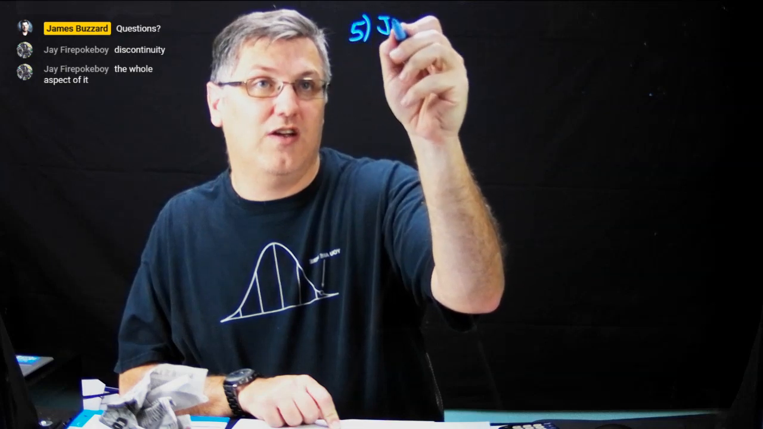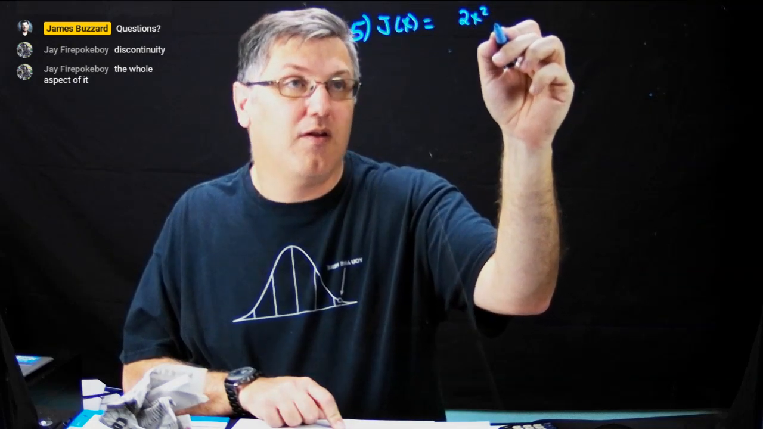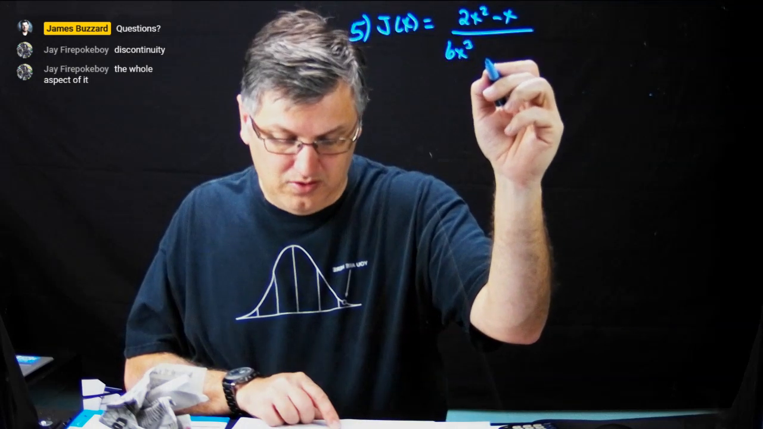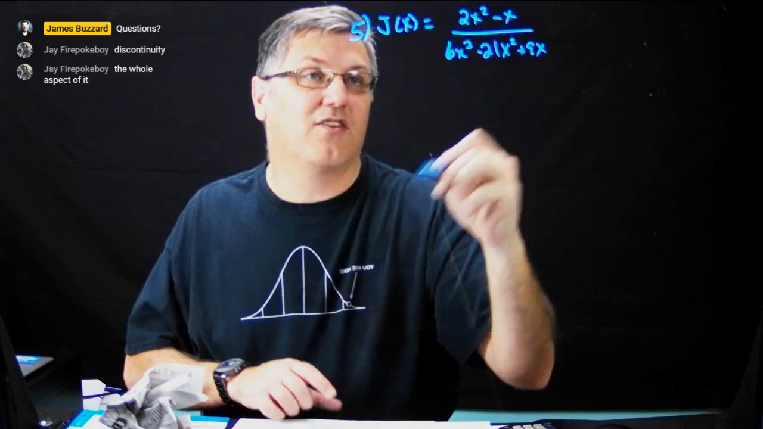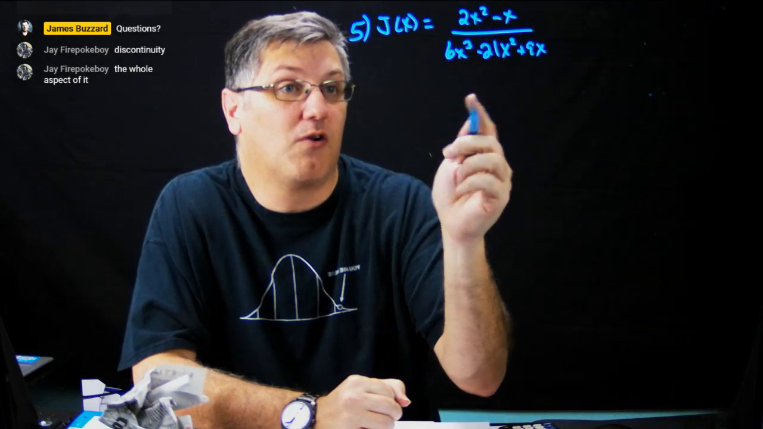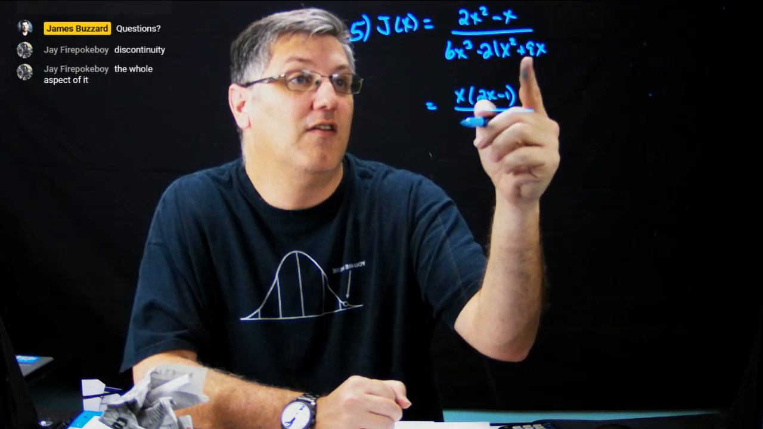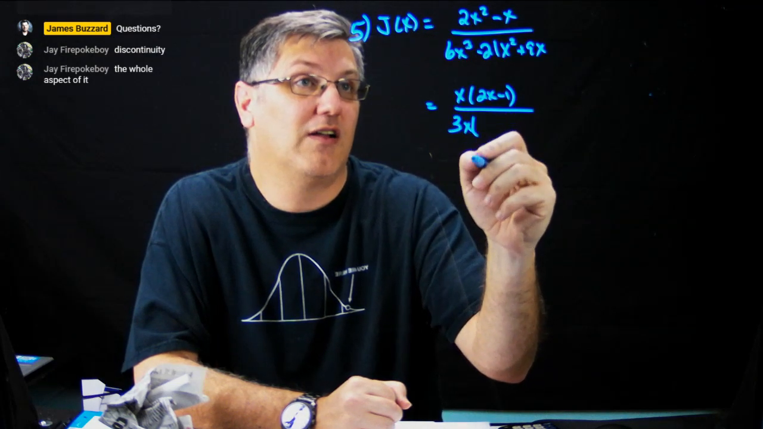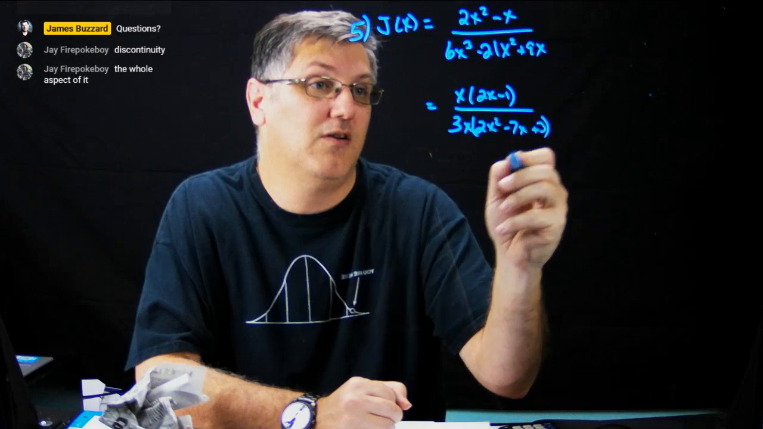And this is j of x equals 2x squared minus x over 6x cubed minus 21x squared plus 9x. Same thing, we're going to look for a vertical asymptote. This actually has vertical asymptotes. So the first thing we'll do is factor the GCFs out. I've got an x on top, and that leaves me with 2x minus 1. And on the bottom, I have a 3x that I want to factor out. That leaves me with 2x squared minus 7x plus 3.